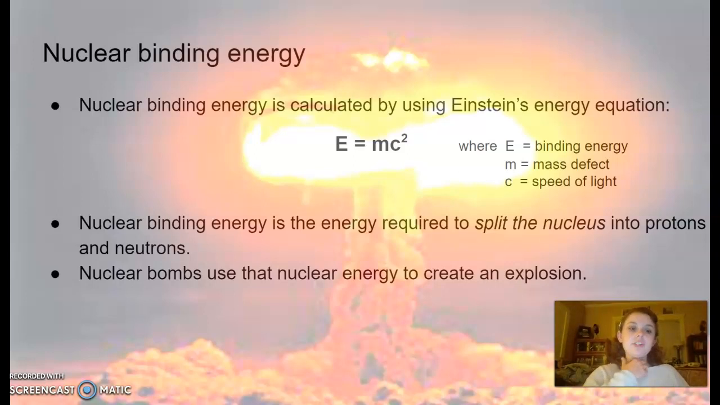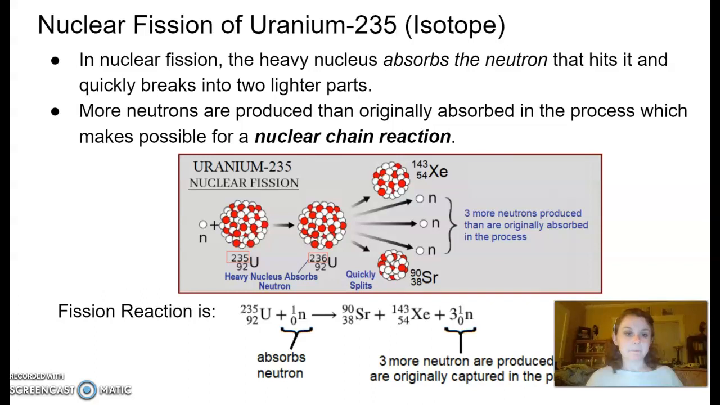Nuclear binding energy. Nuclear binding energy is calculated by using Einstein's energy equation, E equals mc squared. E is the binding energy, m is the mass defect, and c is the speed of light. Nuclear binding energy is the energy required to split the nucleus into protons and neutrons. Nuclear bombs use that nuclear energy to create an explosion.